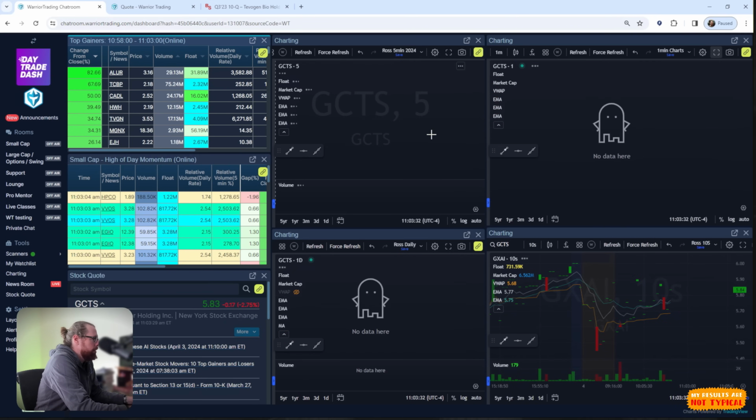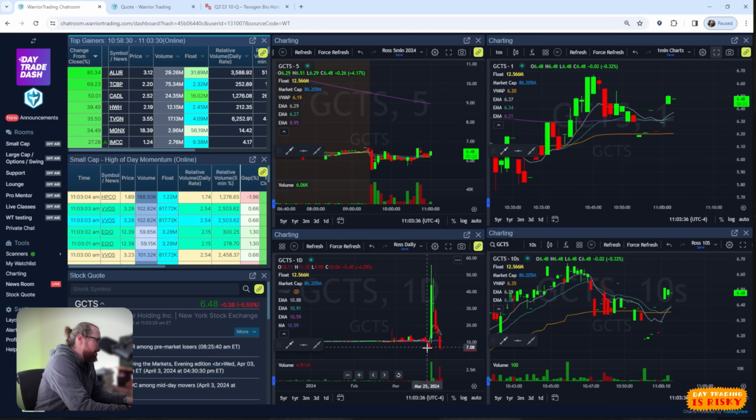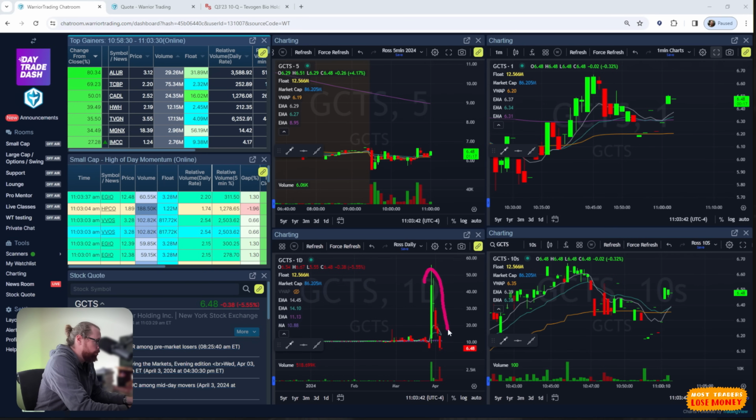Then we had GCTS. This one, I mean, these are some serious moves. This went from less than $10 a share to over $50 a share. And that was all basically the front side of the move before it rolled over.